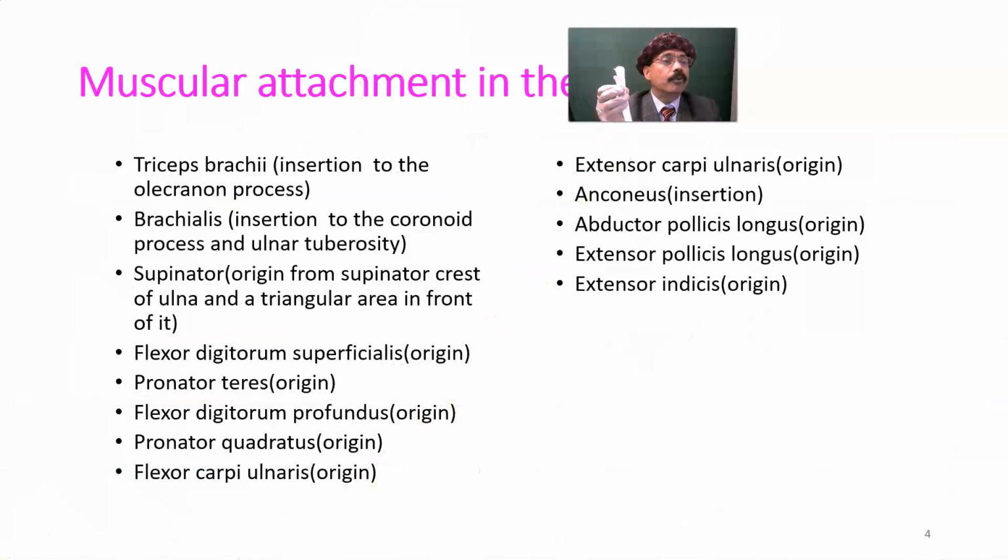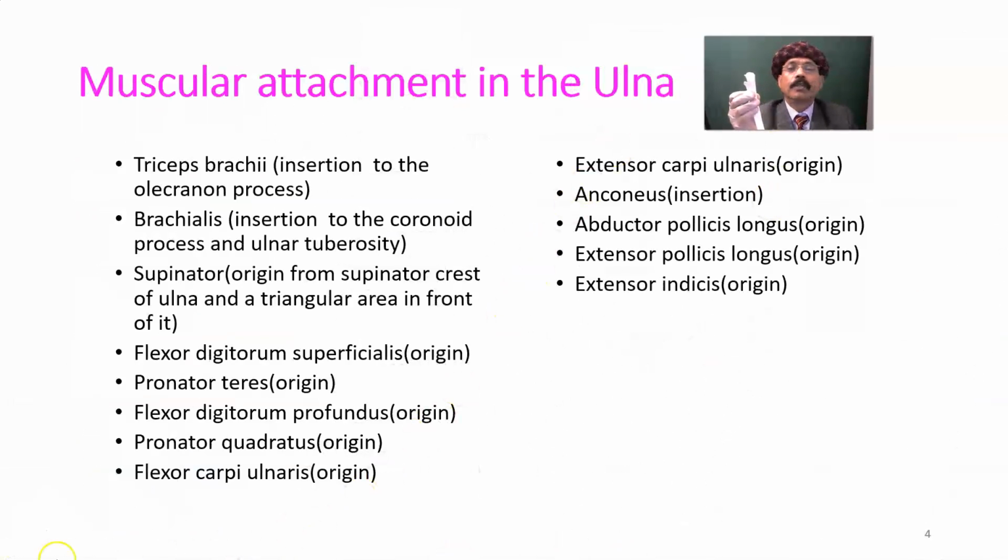Muscular attachment is important to us. Okay, let's start. Triceps brachii insertion: at the top of the olecranon process, just the posterior part of the superior surface of the olecranon process. That is the area for the triceps brachii muscle. Nerve supply: radial nerve.